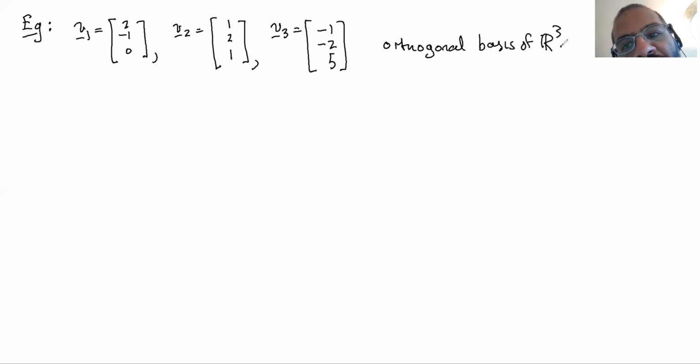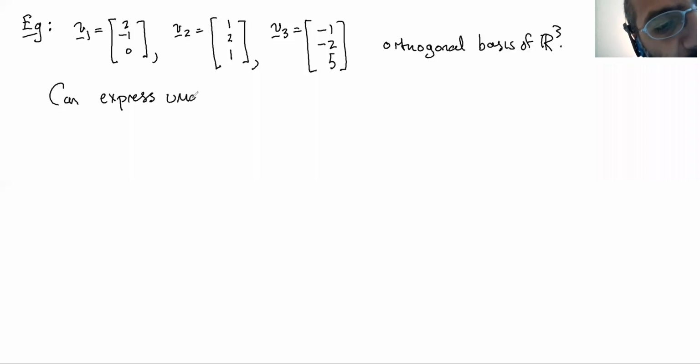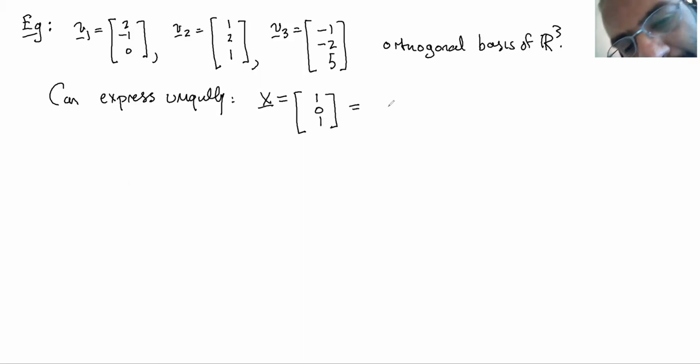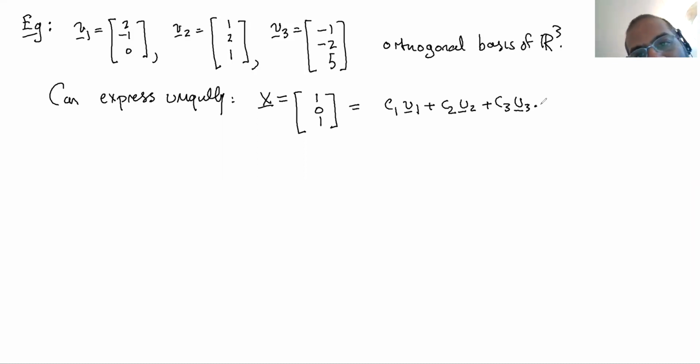Okay. And what do we do when we have a basis? Well, we can express every vector in R3 uniquely as a linear combination, right? So that means I can express uniquely some given vector, let's say the vector 1, 0, 1, as some linear combination of these vectors. We've done this for a while now. But now you can ask the question, how do you find the coefficients, right?